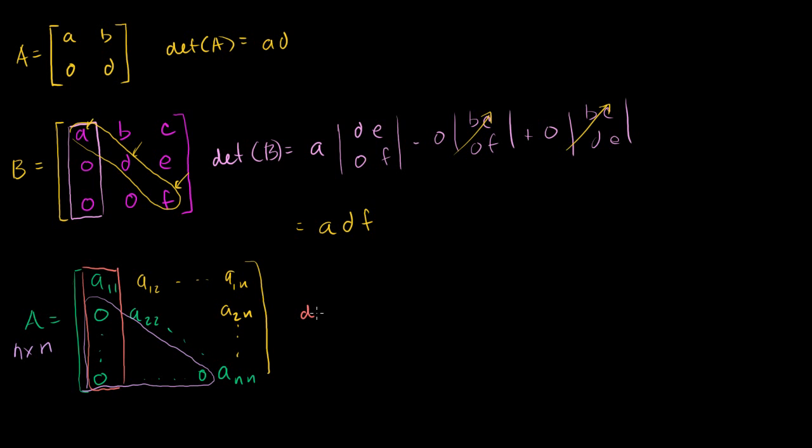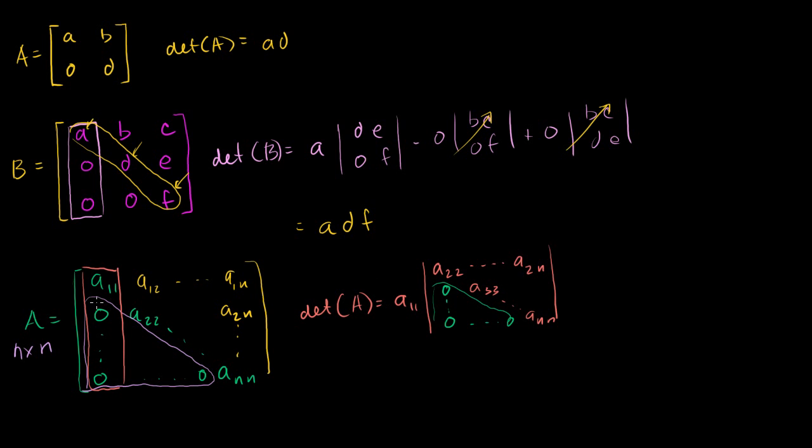So the determinant of our matrix A is equal to this guy, A11, times the determinant of its submatrix. So that's going to be A22 all the way to A2n, and then A33 all the way to Ann, and then everything down here are all zeros. So once again, we have another situation where all of the entries below the main diagonal are 0. So what's the determinant of this guy right here?